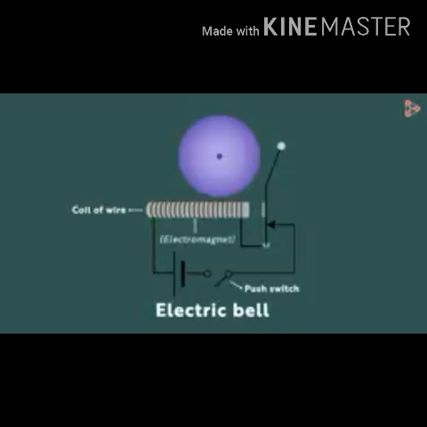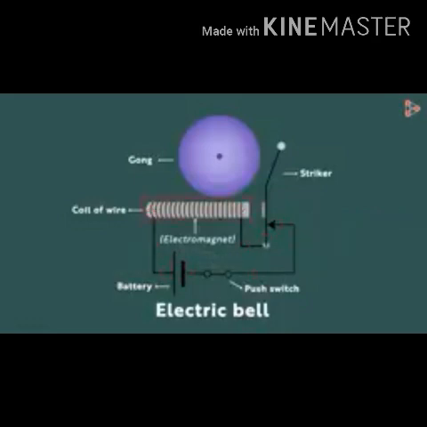This coil acts as an electromagnet when electric current flows through the circuit. This is the battery and striker. Striker hits the gong and we hear the sound. But this electric circuit is not complete. When we push the button, the circuit gets completed and current flows from the positive terminal to the negative terminal.